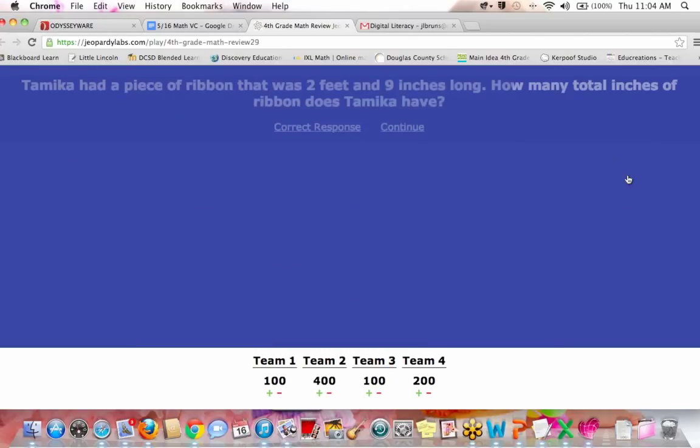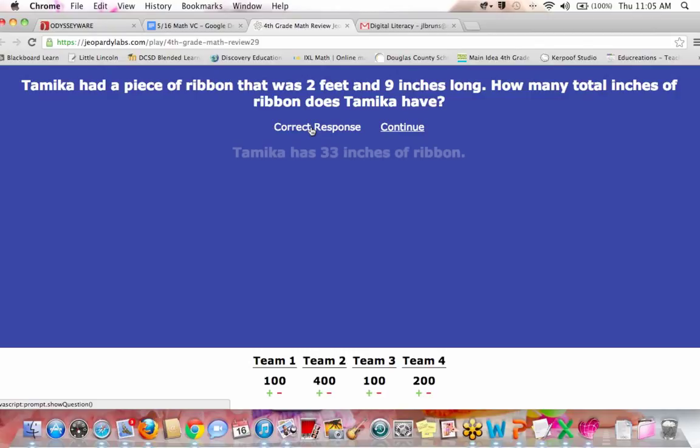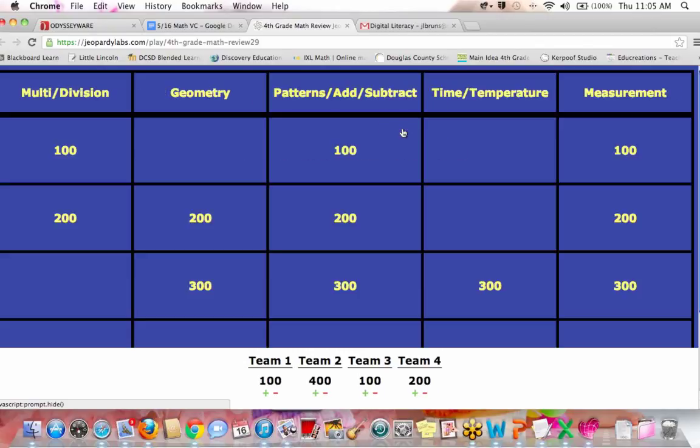Tamika has a piece of ribbon that is 2 feet 9 inches long. How many total inches does she have? So how many inches, good, Corbin, are in a foot? And then multiply that by 2 and add 9. 24. Very nice, Corbin. That was quick. So 24 plus 9 equals, excellent, 33. Yay!